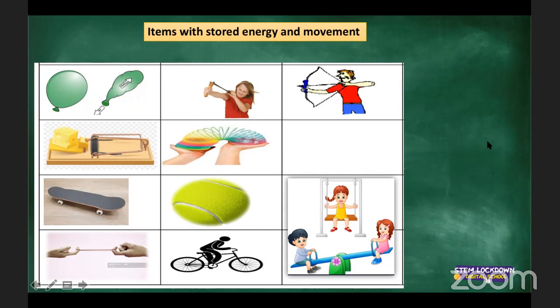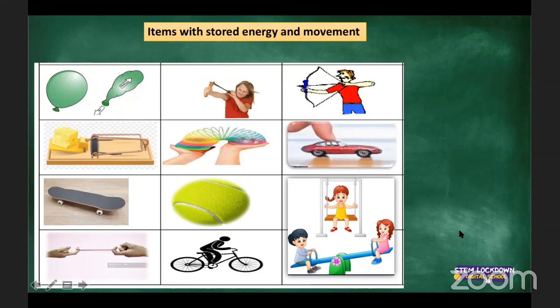Here is a picture of a bow and arrow. I think you know how a bow and arrow stores energy and produces movement energy. And so you know it better now.